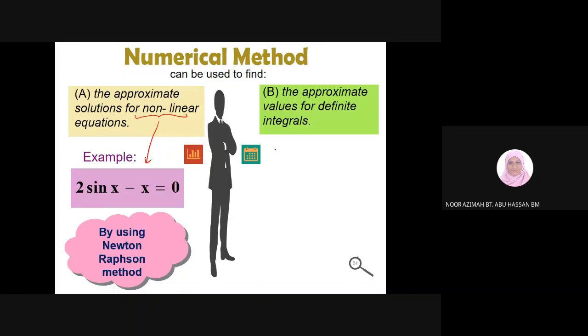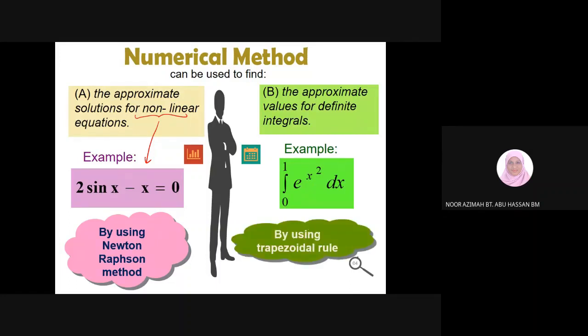And then the second one is to find the approximate values for the definite integrals. Okay, examples of this. To tackle this, we will use trapezoidal rule. So 2 different approaches for 2 different types of questions. If you are given a nonlinear equation, you use the Newton-Raphson method, and if you are given the definite integral form, then you use the trapezoidal rule.